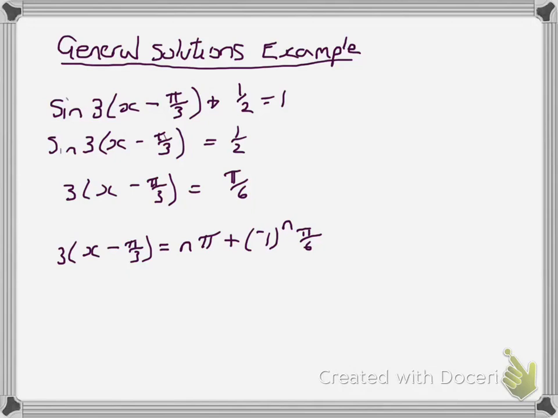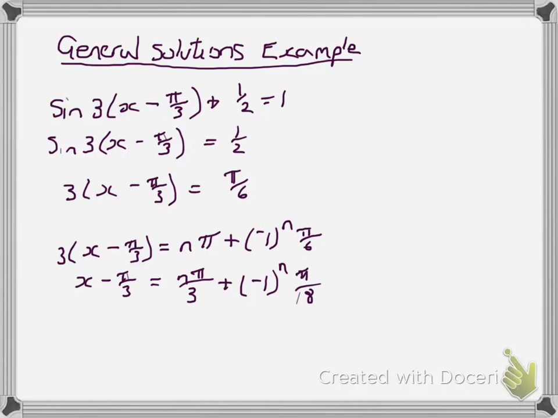So that's kind of my general solution, but obviously the left hand side there I want to be x equals. So I'm going to tidy it up just like solving a normal equation. So the first thing I'm going to do is divide everything by 3. So I've now got x minus pi over 3 on the left, and on the right hand side I've got n pi over 3, and the second part is going to be divided by 3. So to do that I'm going to take my pi over 6, and that's going to become pi over 18 because I've divided it by 3.